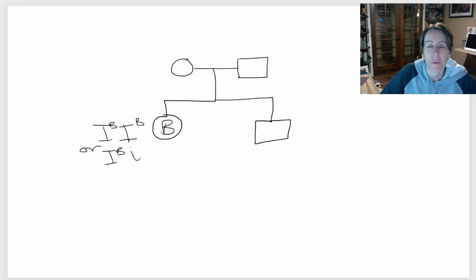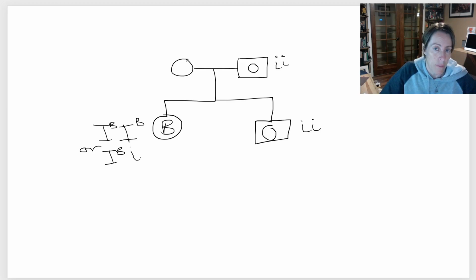All right, here's my brother. He is type O. So if he's type O, we know what he must be, right? He's got to be two little i's. That's the only way you can be type O. My father was also type O, so we also know his genotype. It has to be little i, little i. O's are really easy because there's only one way you can be type O.